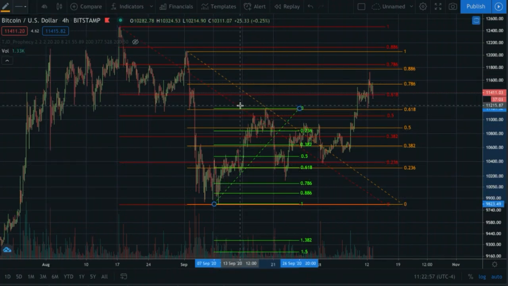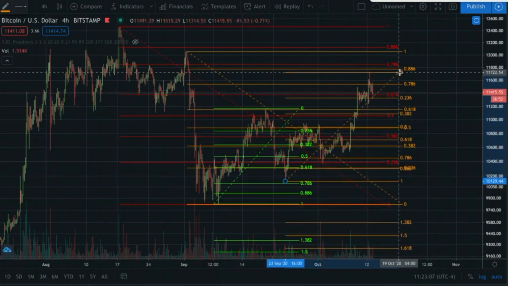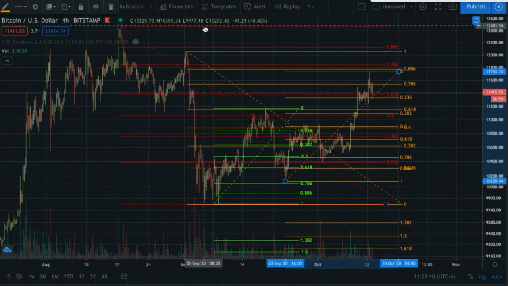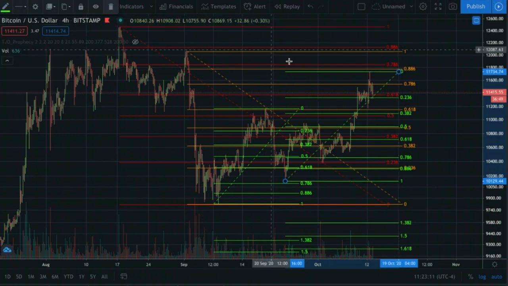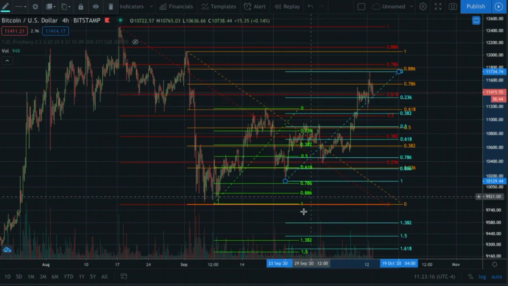So the first Fibonacci to the upside came down to just short of the 786, but we got down all the way to the 886. So now from that point down at the bottom, we're going to go to the top of the move that's taking place currently. Now, in order to legitimately verify that we may have topped out right here, the retracement needs to come back down to at least the 236.